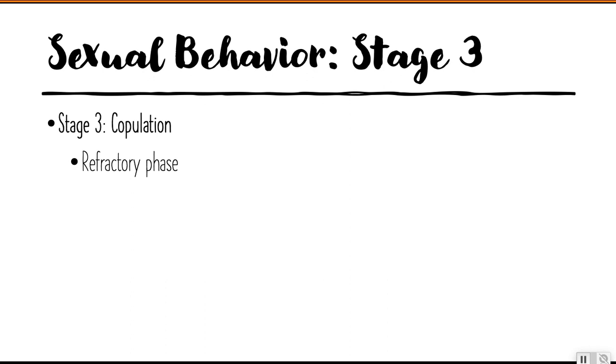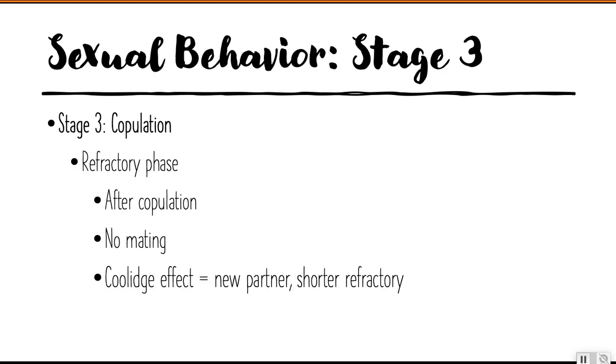After ejaculation, we have a refractory phase. So after copulation, we have no mating. This can last from minutes to months. We have seen that refractory phases can be shortened. This is something known as the Coolidge effect.